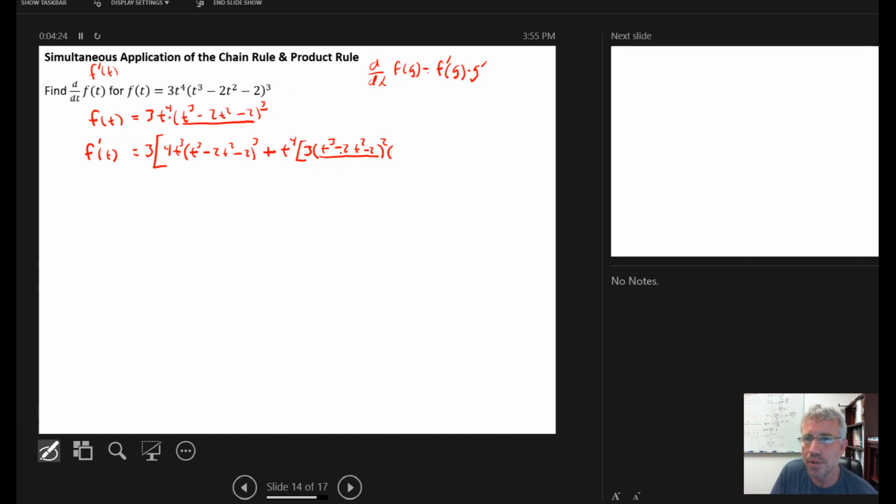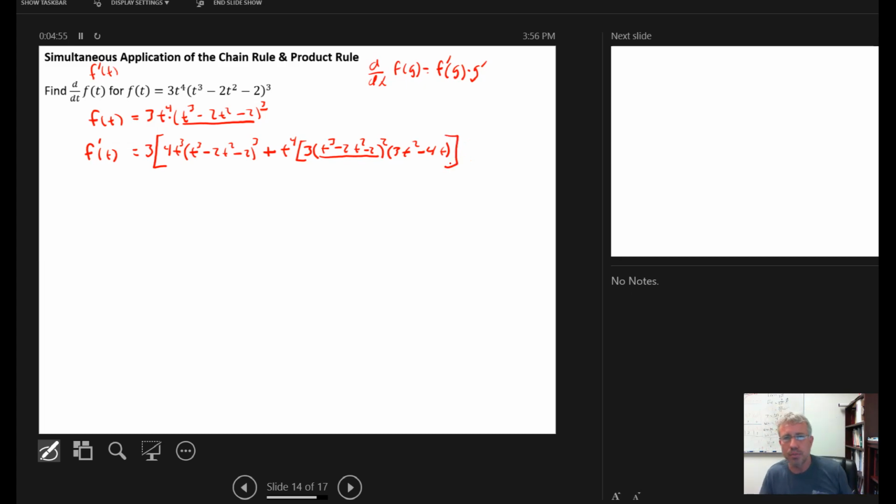So the derivative of t cubed by the general power rule is just 3t squared, minus 2 times the derivative of t squared. So the derivative of t squared is going to be 2t. So I'm going to get minus 2 times 2t, which is minus 4t. And then minus the derivative of a constant, but the derivative of a constant is 0. So I'm going to be subtracting 0. So we don't need to worry about that.